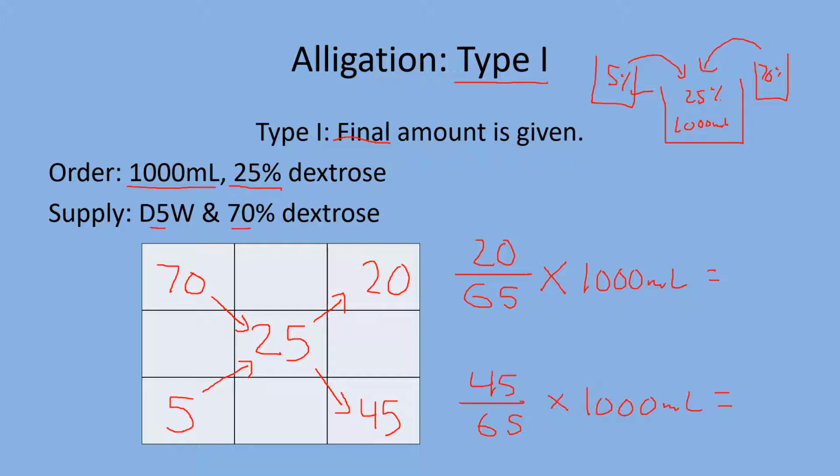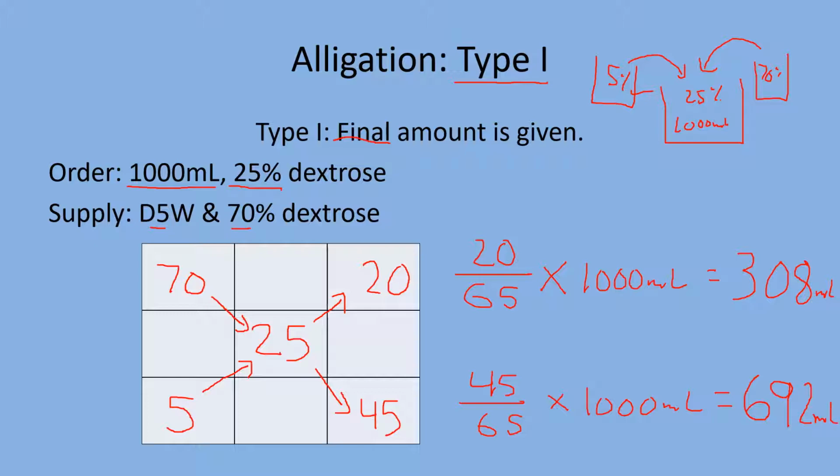What'd you get for the top one? 308. Okay, 308 mLs. All right, go ahead and punch in the bottom one. 45 divided by 65 times 1,000. Okay, yeah, so that should be correct.